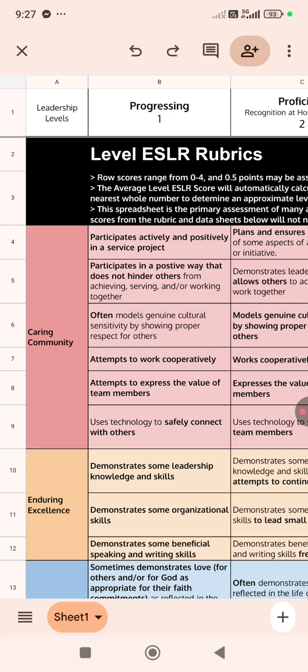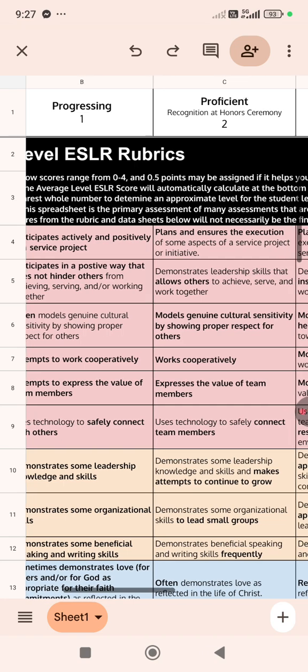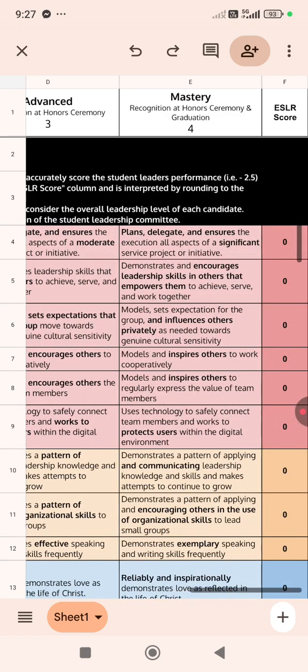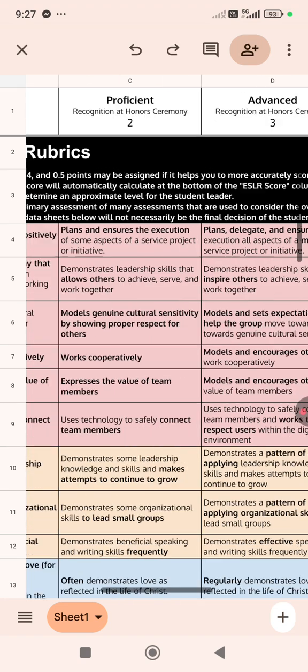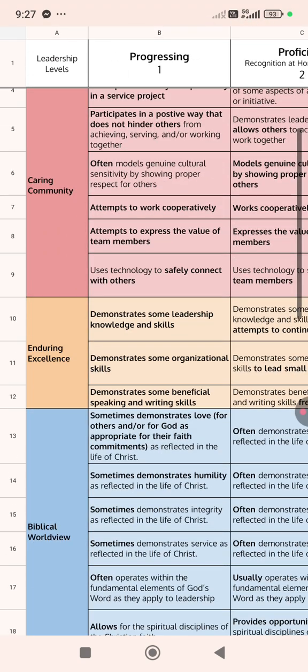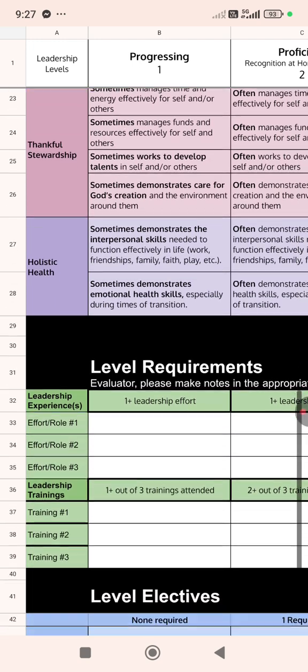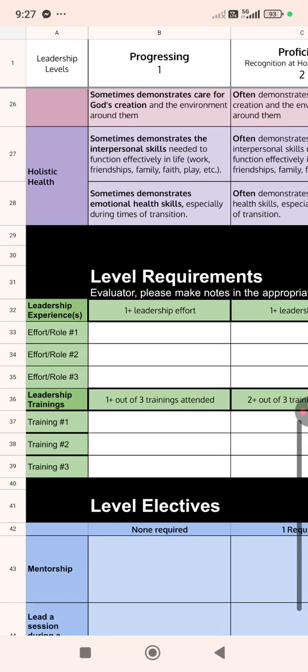As you look at the top, you'll see that each row score runs from 0 to 5, and it is okay to use a half, but try to avoid anything else after a decimal besides a 5. So at the far right, you see the ESLR score because these are our expected school-wide learning results. At the far left, you'll see the ESLRs: caring community, enduring excellence, biblical worldview, critical thinking, thankful stewardship, and holistic health. I might recommend that you start actually at the bottom of this rubric.